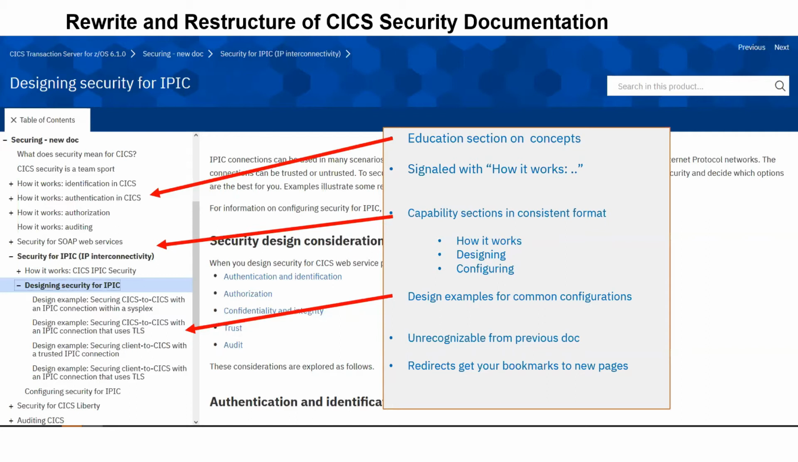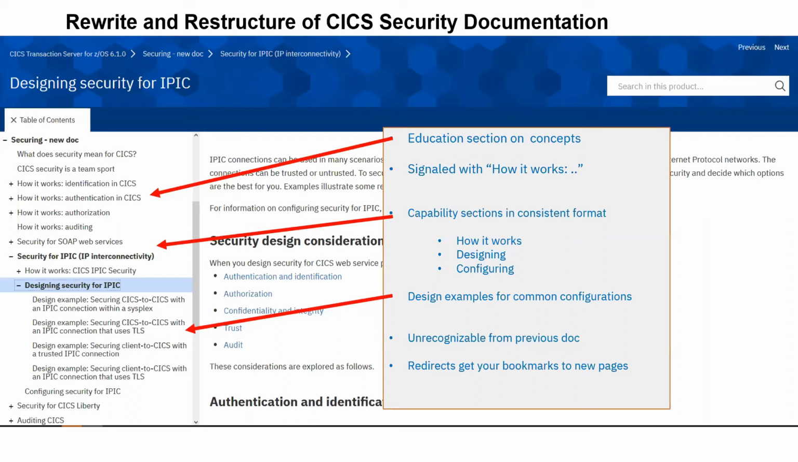We then have a series of capabilities, and we've been working very much with the Montpellier site, who work a lot with customers, to look for the key scenarios that customers use and are trying to describe those scenarios as part of the capabilities. So each capability, like for example, this IPIC section, will have a how IPIC security works, and then a section on designing with various scenarios, design examples, as I call them there. And then after that, there will be configuration sections which match the design examples, telling you specifically on a task basis what you have to do to configure that design example.